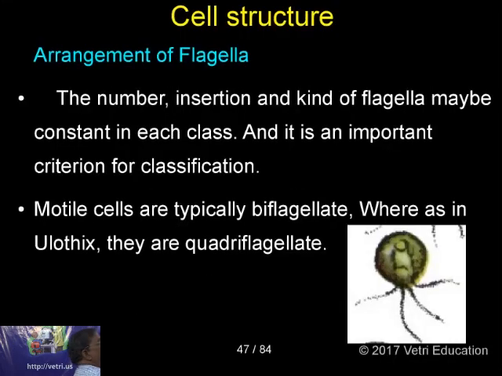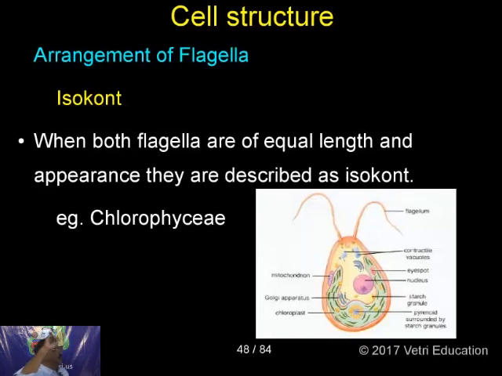The next one we will see regarding the arrangement. If the two flagella are of the same type, that is both whiplash type or both tinsel type, that is called isokont, having a similar type of flagellum. This type, the isokont, you can find in Chlorophyceae members like Chlamydomonas.